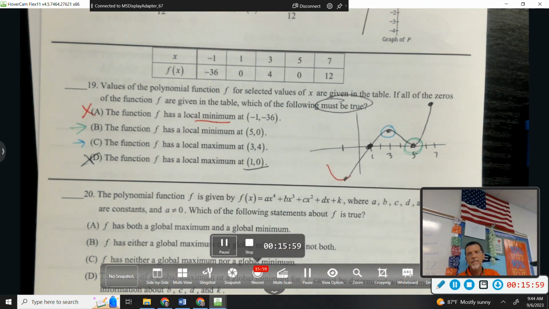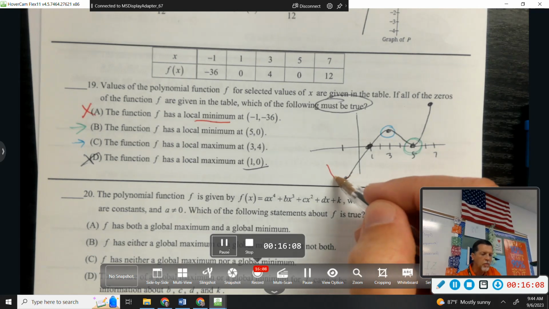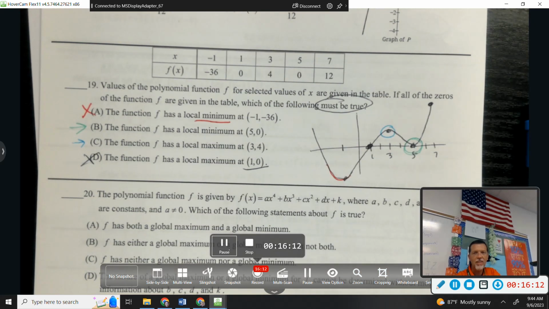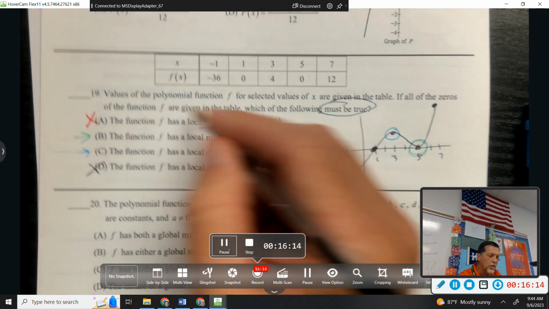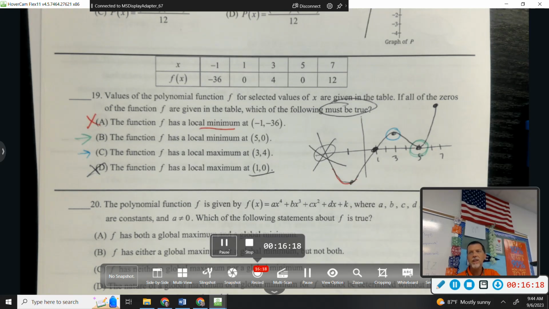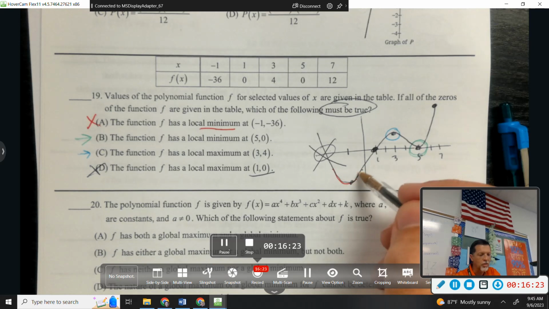Why wouldn't it be a minimum at -1, -36? Because if it's a minimum at -1, -36, that would mean it comes back up and eventually would cross the x-axis. But all the zeros are given in the table, so I can't have another 0 over there. So it can't go back up, because then I'd have another 0. So it's got to be going down after that.